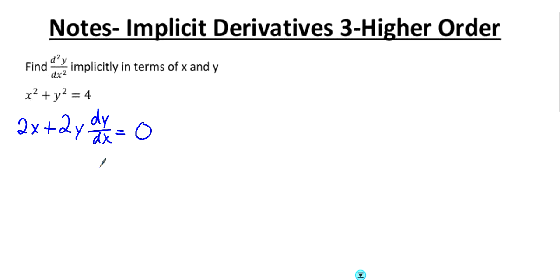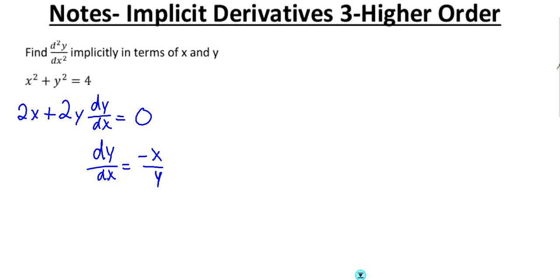So now we solve for dy over dx. So we move the 2x over, divide by the 2y, so you get negative x over y. Okay, that's your first derivative. So before you can take the second derivative implicitly, you have to solve for dy over dx. You can't just start here and start taking the second derivative. Okay, so we get this as our first derivative.